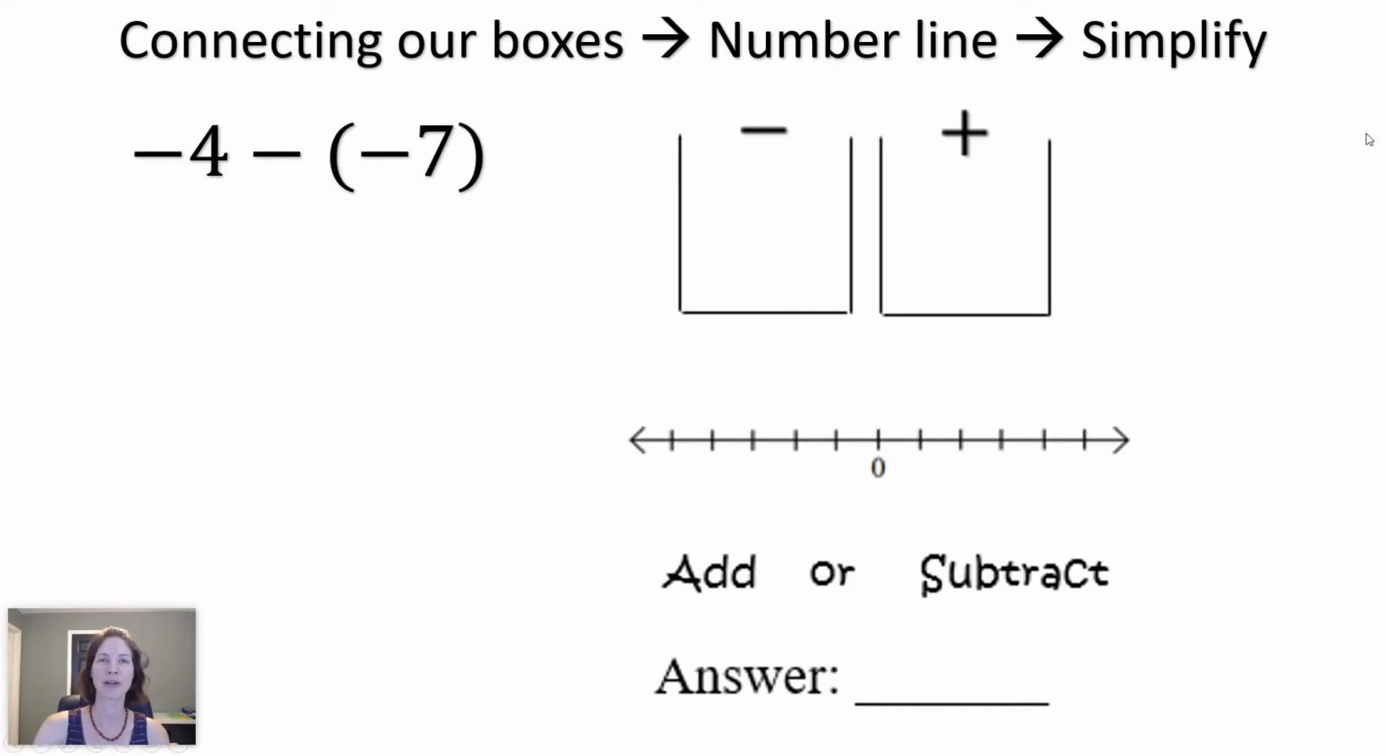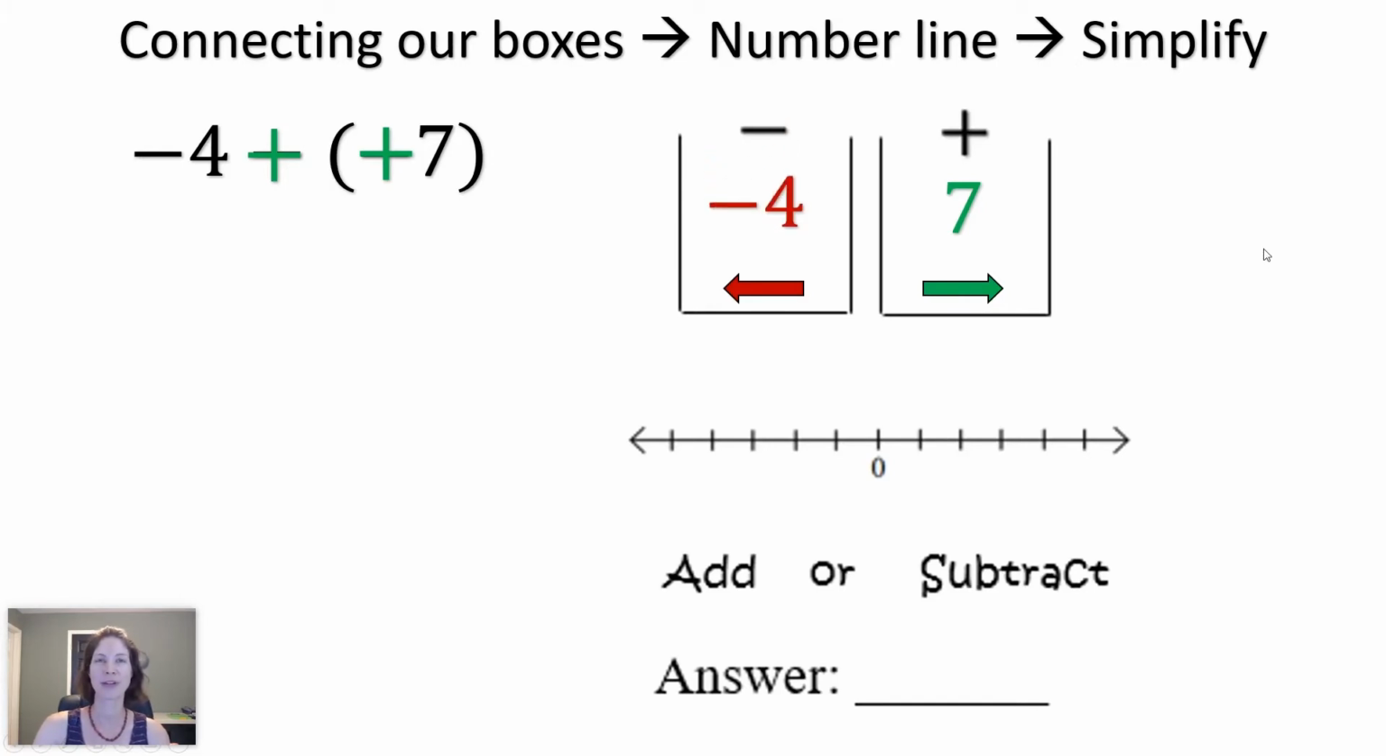So now we're going to connect the boxes in sorting to a number line and how to find the final answer for these types of expressions. So first we have a negative 4, and then we have the opposite of negative 7, which has changed to a positive 7. Negatives tell us to go to the left and positives tell us to go to the right on a number line. So we always start at 0. We have nothing to start with in an expression. And then the first term tells us where to go.